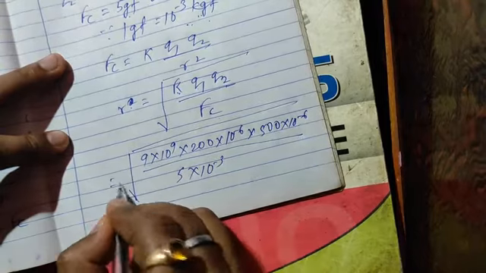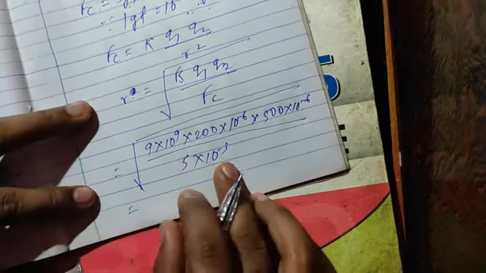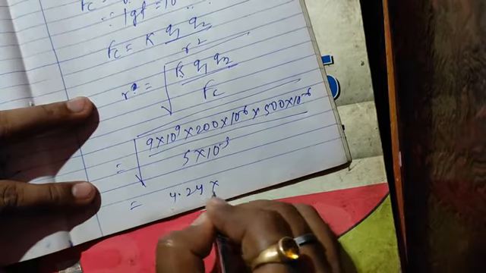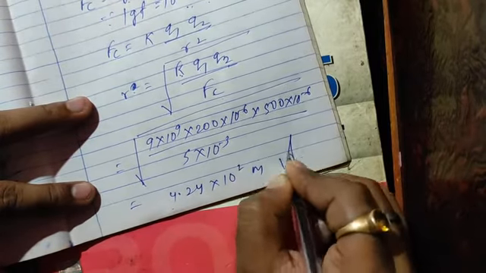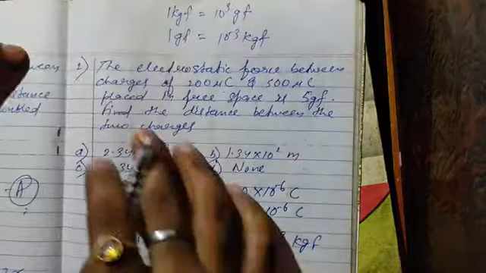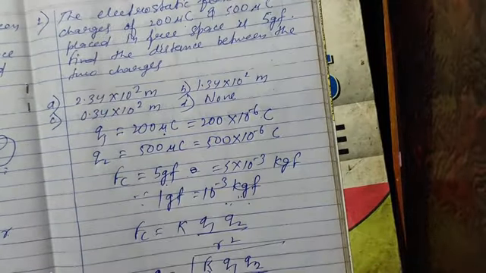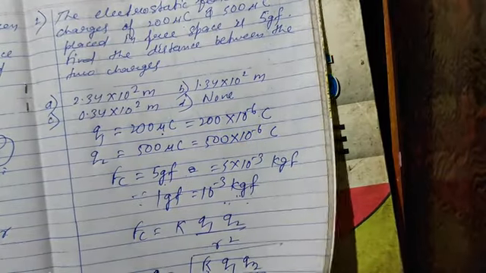On solving we get R, and on calculating the answer is almost equal to 4.24 into 10 to the power 2 meter. So this will be the answer. See the options given. If none of them is matching, then option D will be the right answer.